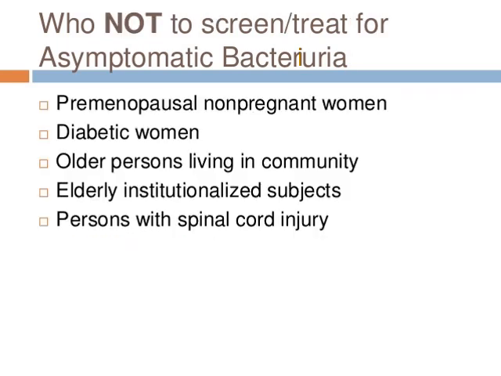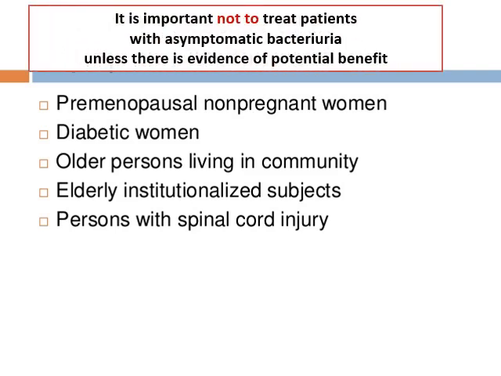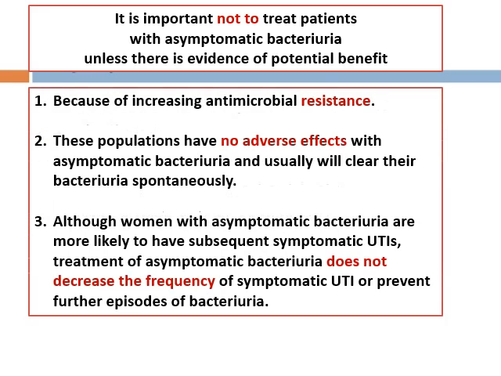The second category, which includes the patients that shouldn't be treated for asymptomatic bacteriuria, includes premenopausal non-pregnant women, diabetic women, older persons living in the community, early institutionalized subjects, elderly institutionalized subjects, and persons with spinal cord injury. This group shouldn't be treated with antibiotics for this asymptomatic bacteriuria, because the treatment here will not change the sequelae, and there are no serious complications that may present in this group. And also the use of recurrent courses of antimicrobials in these patients will lead to antimicrobial resistance.